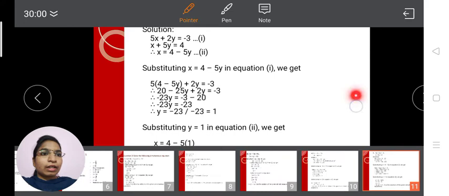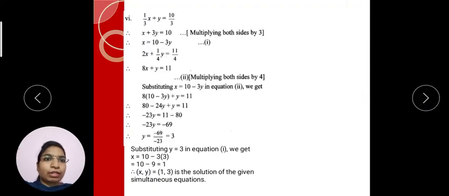Okay students, now the next, sixth question. This is also very simple. Listen students, in the question, if any variable has a fraction, then make it simple. You can solve without simplification also, but it will become a little bit complicated, meaning it will be hard to find the subtraction or addition of fractions. Because of that I choose this method. This one is the simplest one.